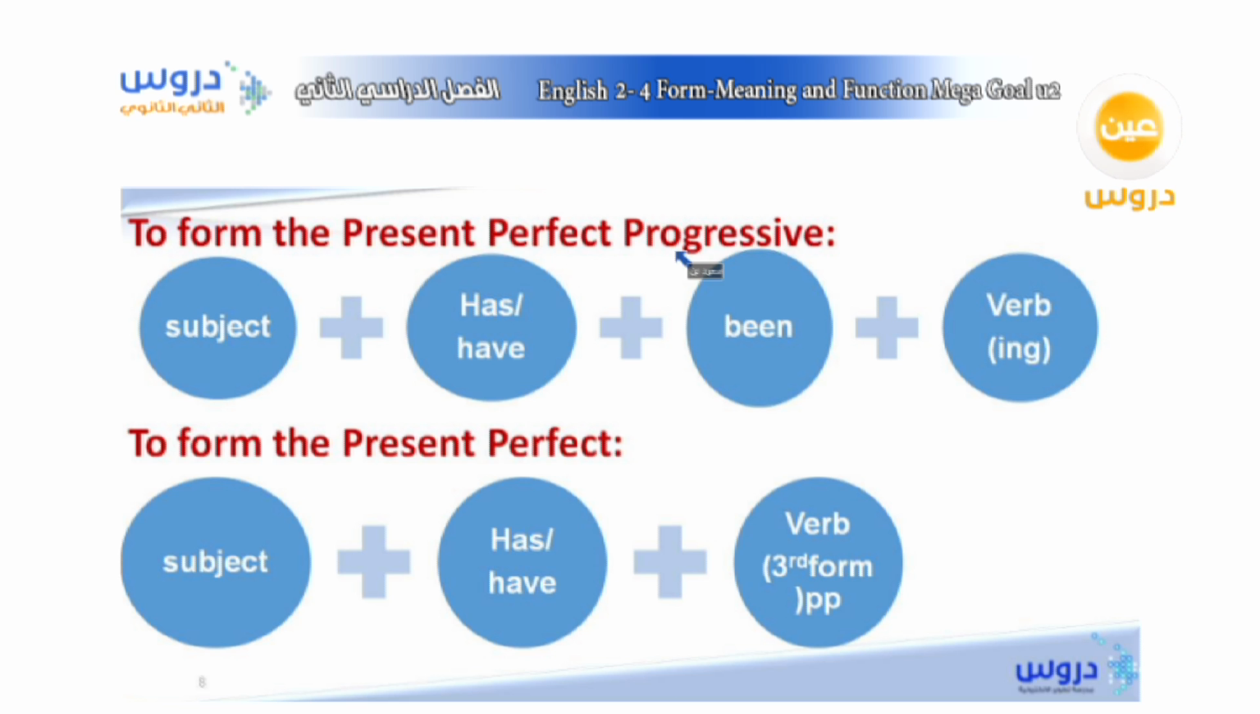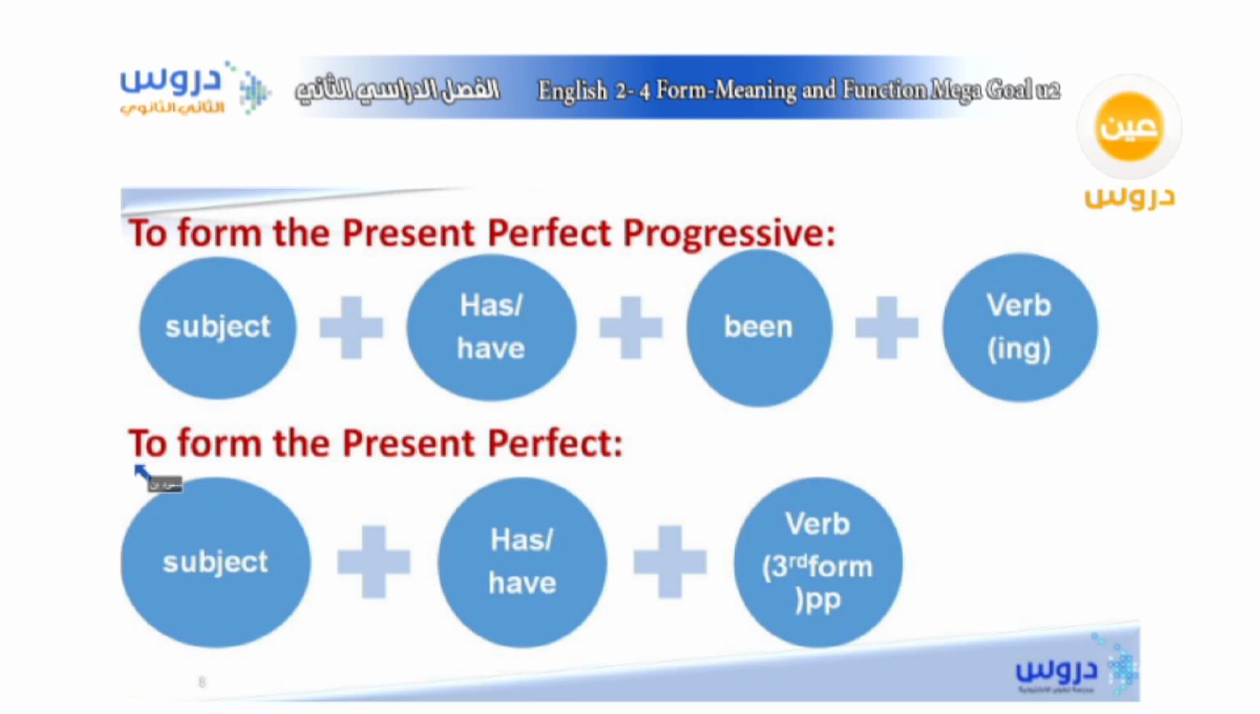To form the present perfect progressive, how can we make a sentence? We start with the subject, plus has or have according to the subject. After that we use been. Finally we use verb plus ing to show the sentence is progressive.